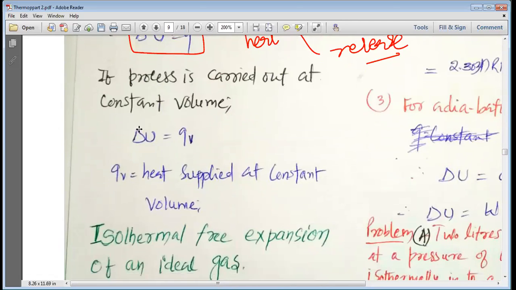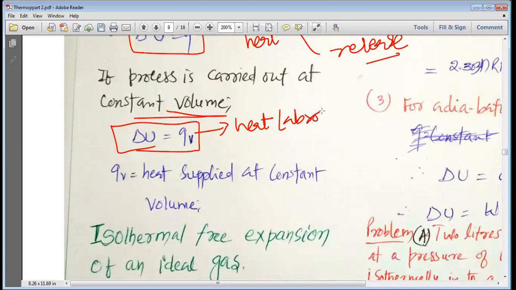If the process is carried out at constant volume, remember that change in internal energy is equal to the heat either absorbed or released at constant volume.